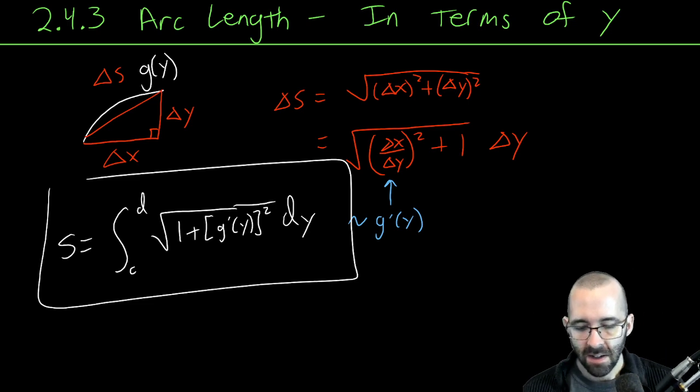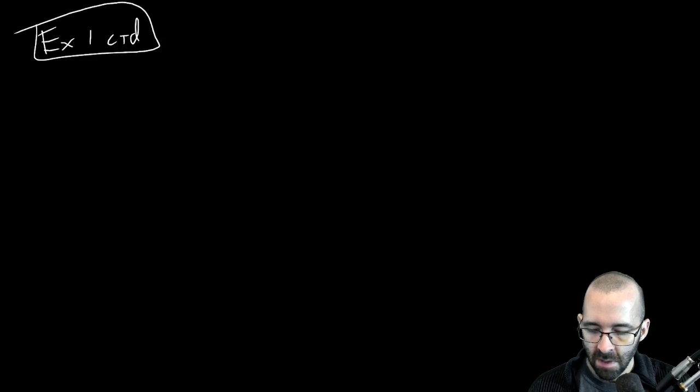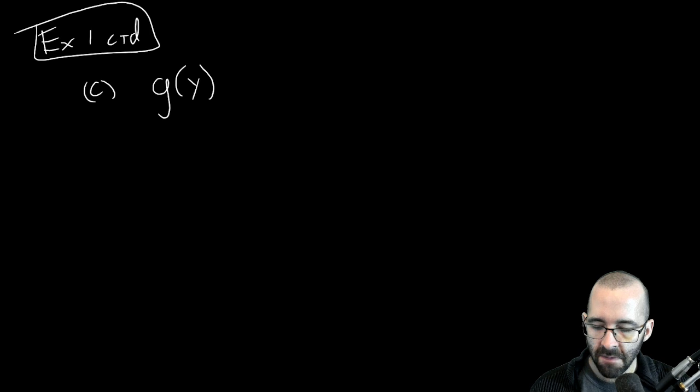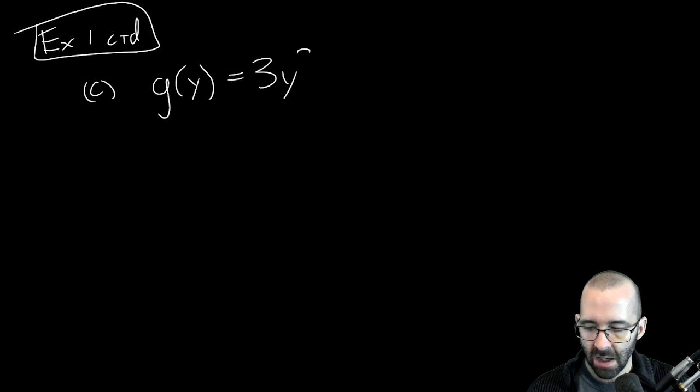And we'll use that. Let's give you an example of it, and it should hopefully feel the same. This is still example 1, but now let's do part C. Now we have some function g of y is 3y cubed, where y is going from 1 up to 2.